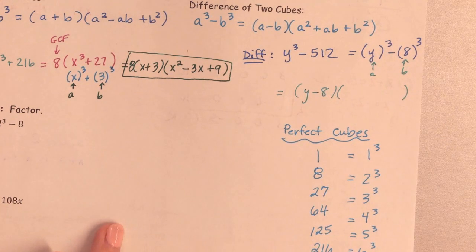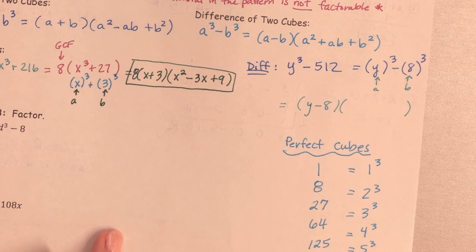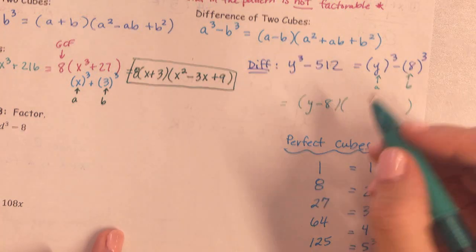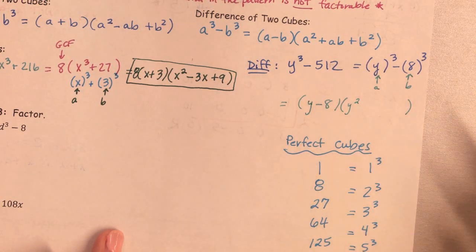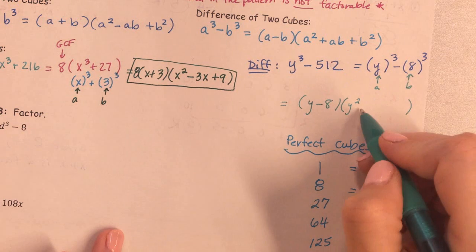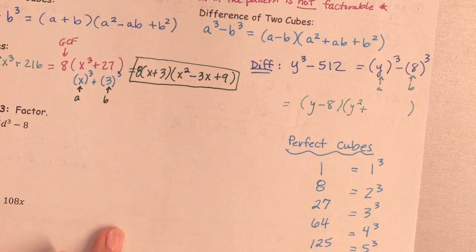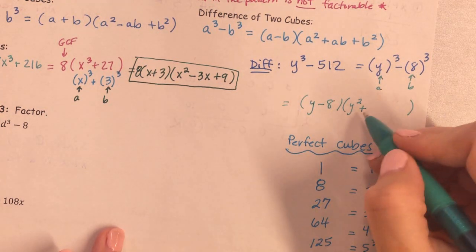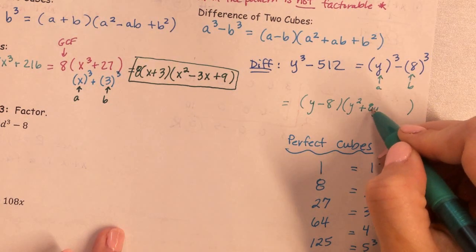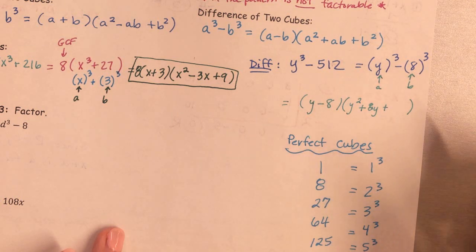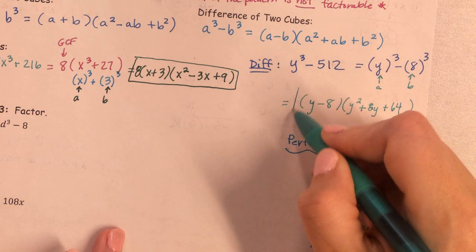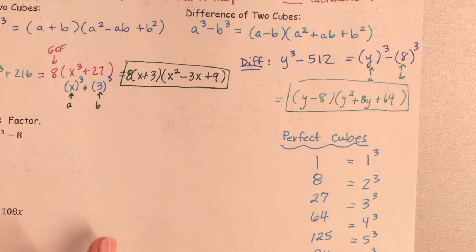Okay, and then Jack, can you tell me what the second one will be? Did you get the first part? It's Y squared. Yep, good. And then this is always going to say a plus. And then your A times B will just be 8 times Y. And then what's your B squared going to be? Yep, so then this is going to be your final answer. So there's no GCF for this one.